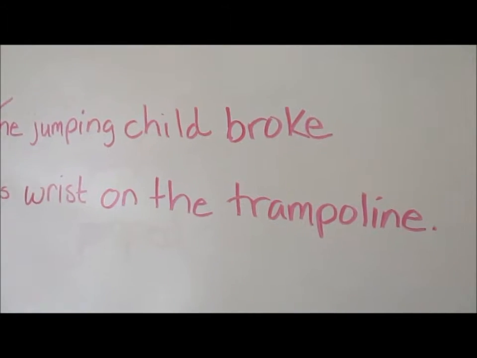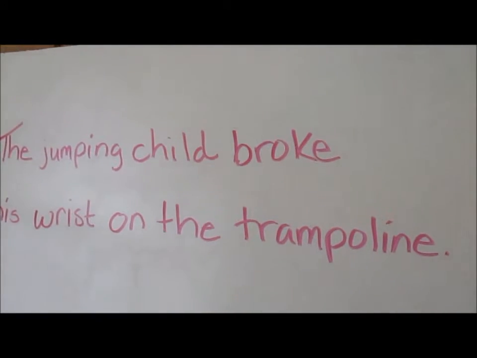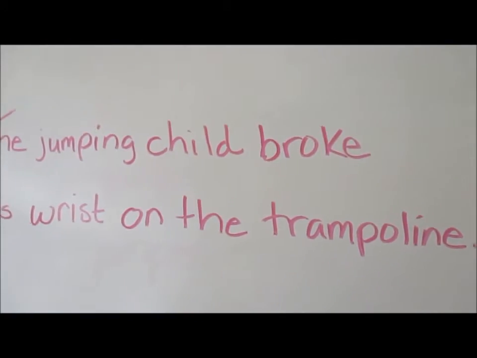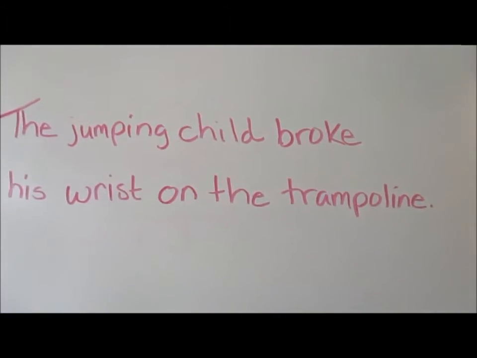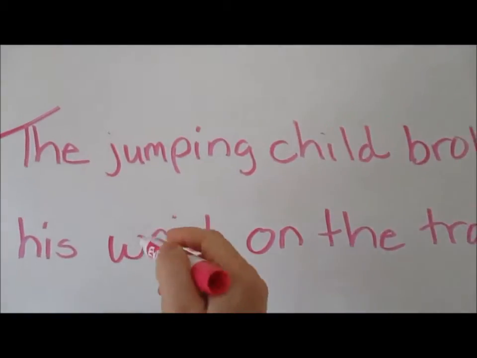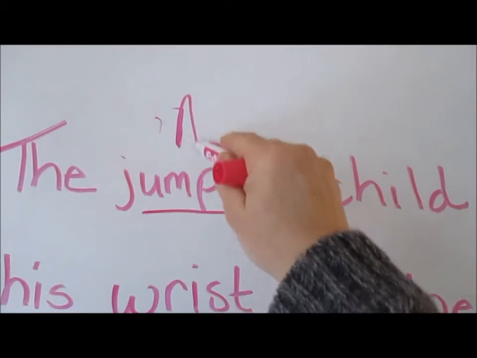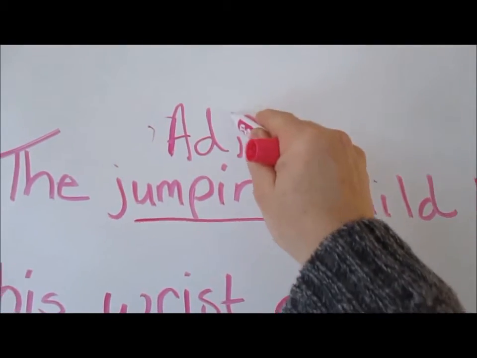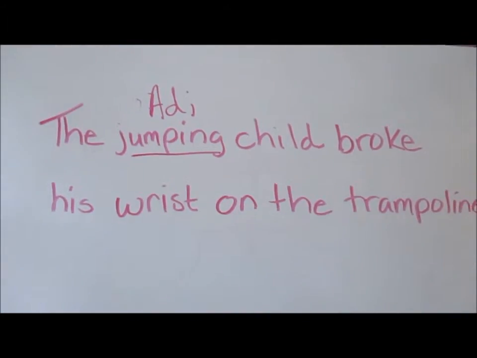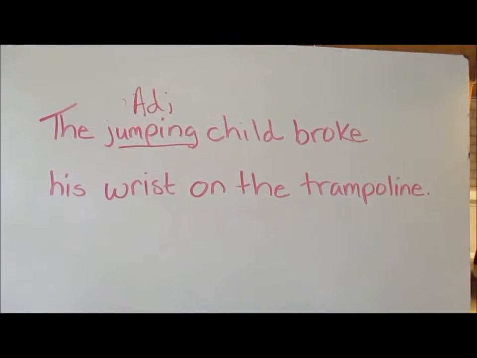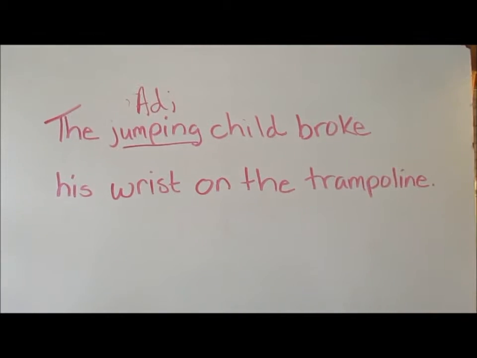It's answering one of the questions of the adjectives. And what are the questions of the adjectives? It's what kind of, how many, which, or whose. So which jumping, or which child? It is the jumping child. So jumping is acting as an adjective, which is a verbal participle. So when you're doing your quid et quo, that is what you're going to be looking at.